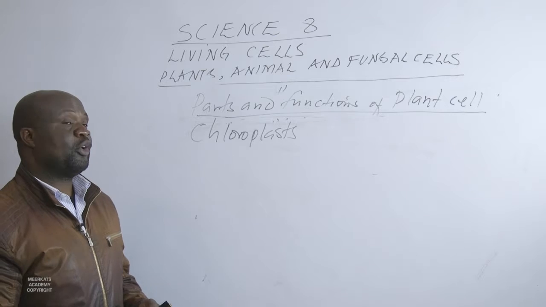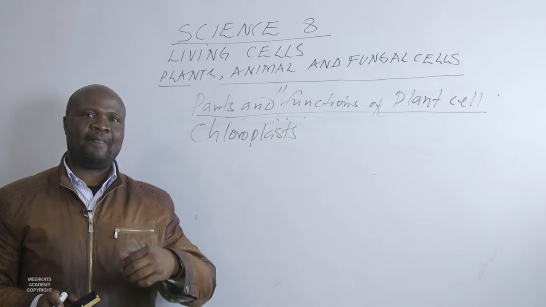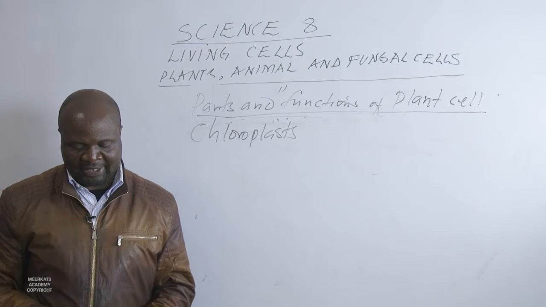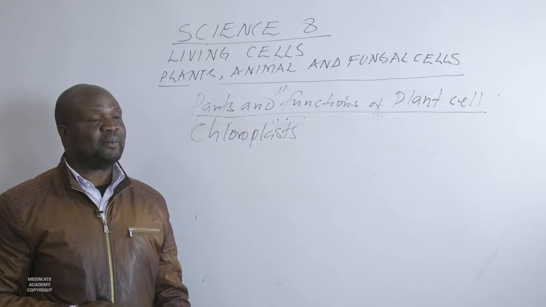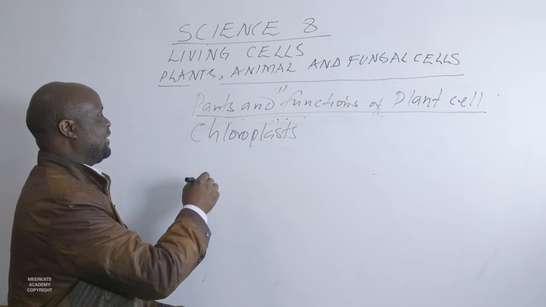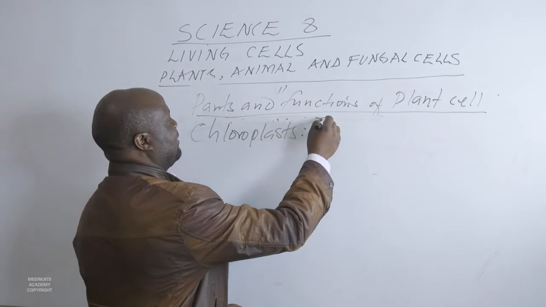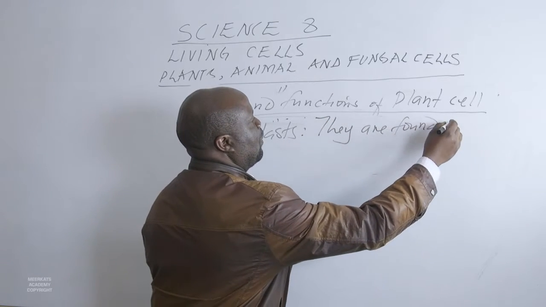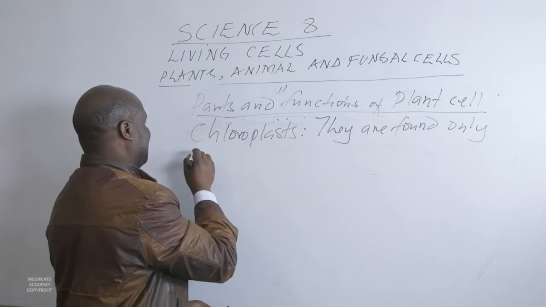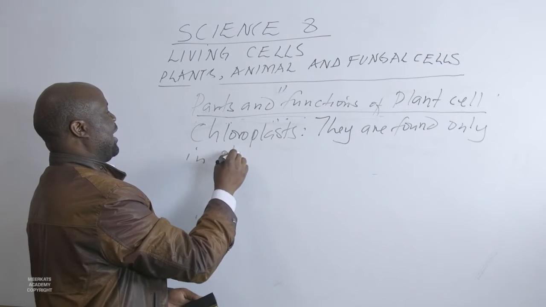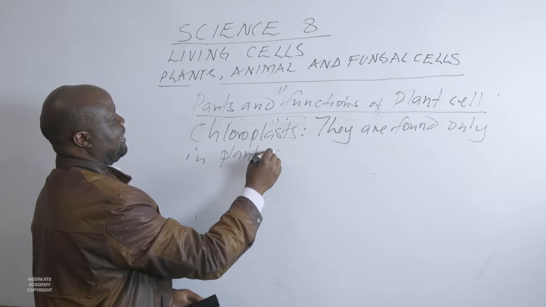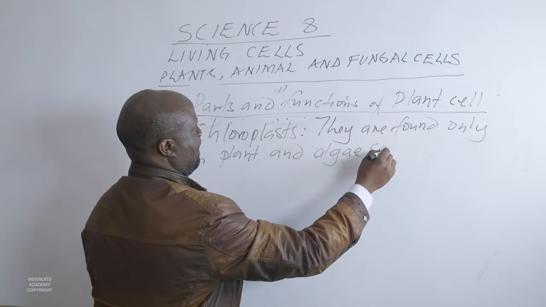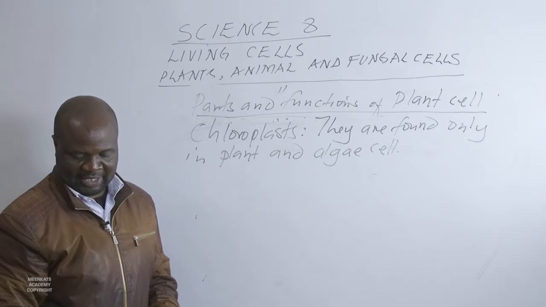We can start with the chloroplast. It is an organelle that is present within the plant cell. It has functions. We are saying they are found only in plant cells and algae cells.